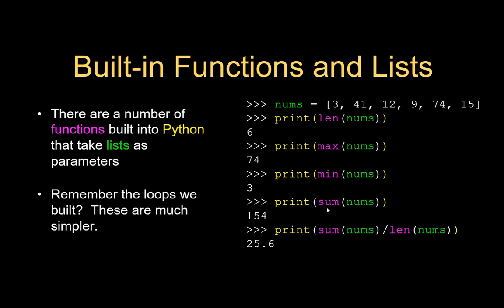Sum gives the total of adding all the values in our list. In this case it's going to be 154. And the next one is the average of our list values, which is the sum of num divided by the length of num. It's going to be 25.6, which is the average.